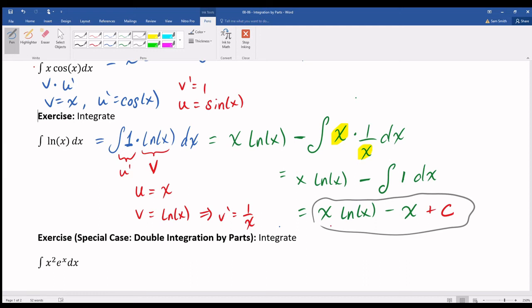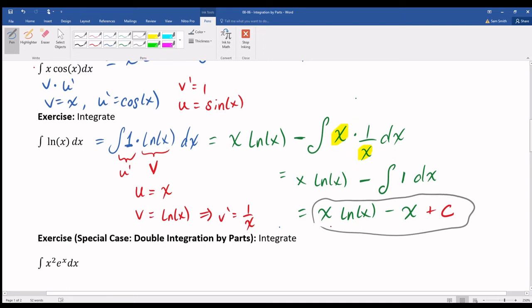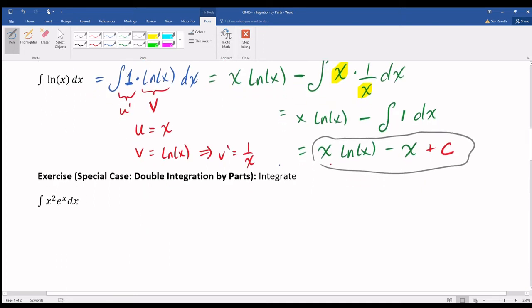So here we used integration by parts to find the antiderivative of natural log, which could not be found by any other means.